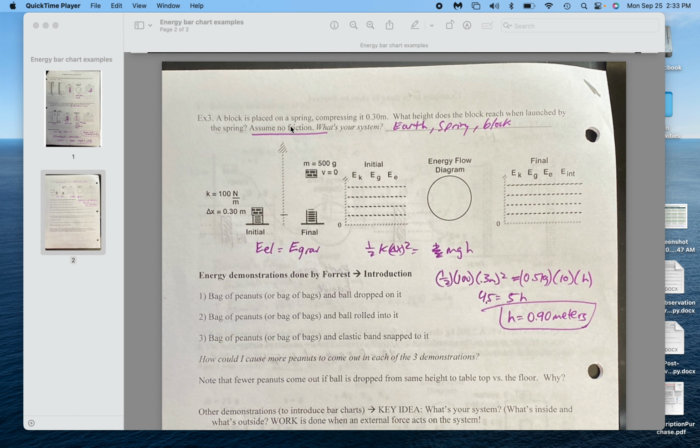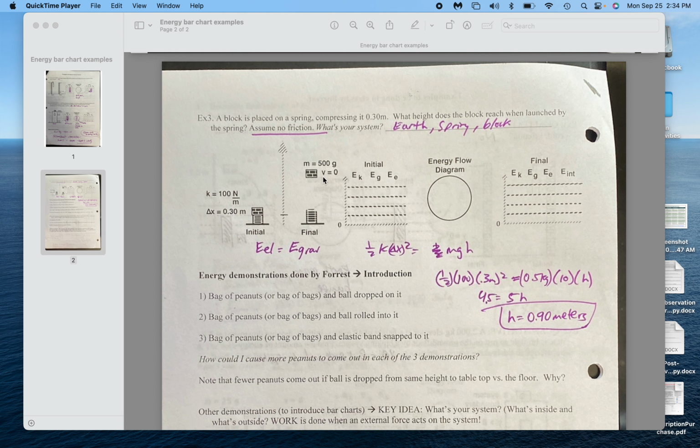This says a block is placed on a spring, compressing at 0.30 meters. At what height does the block reach when launched by the spring? Assume no friction. My system is going to be earth, spring, and block. I've got a spring constant of 100 newtons per meter. The delta x, or the compression, is 0.30 meters. The mass is 500 grams. And at the very tippy top, the velocity is 0.